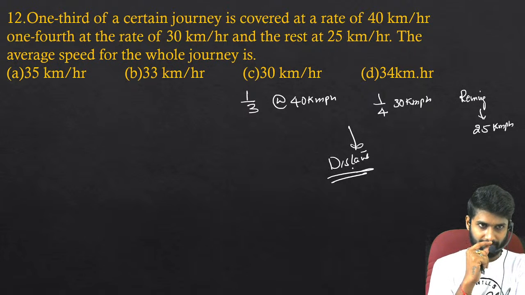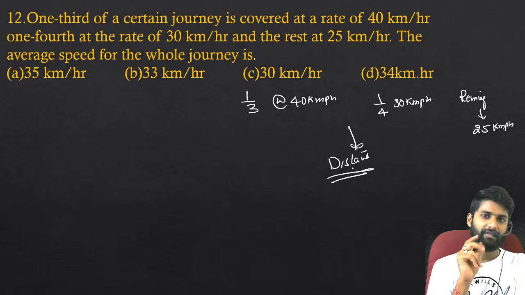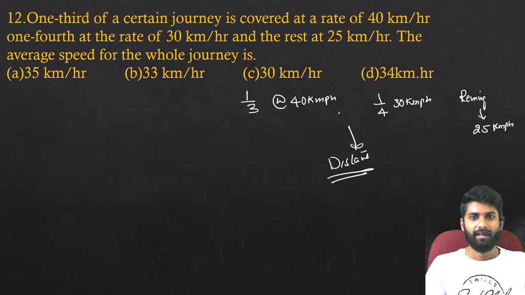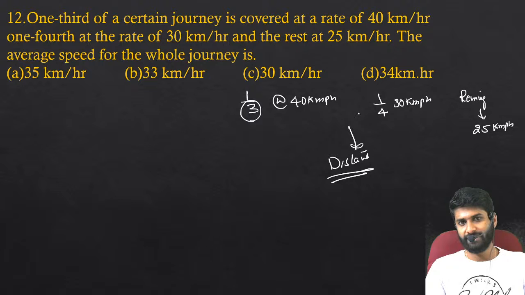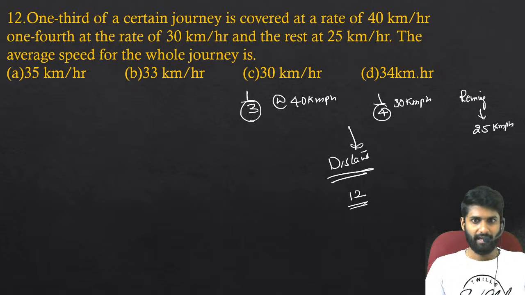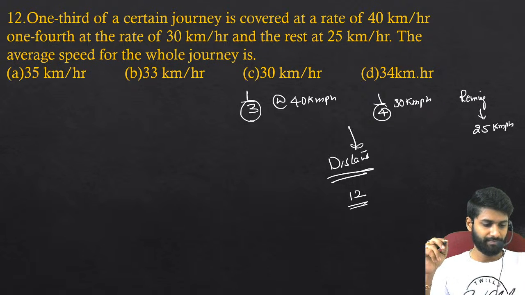So which value should we consider? What value should we assume? See, definitely the denominators deal with 3 and 4, so the LCM becomes 12. Take it as a multiple of 12. That is the first important point. And those numbers should also be exactly divisible by 40 kilometers per hour, 30 kilometers per hour, and 25 kilometers per hour. That is the information we need.